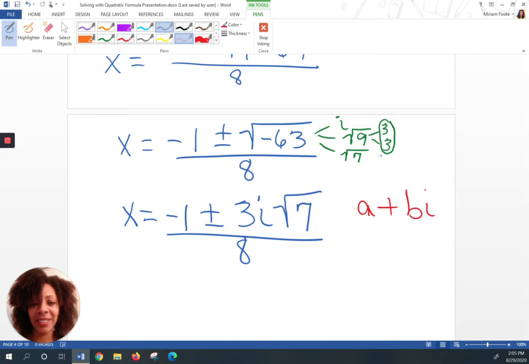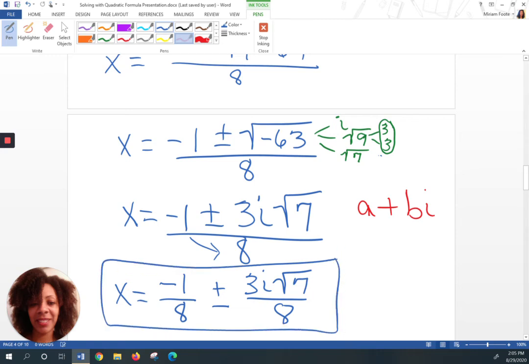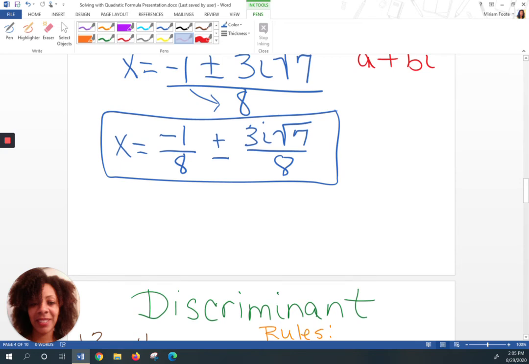I'm going to rewrite the first fraction as negative 1 over 8 plus or minus, and then I take the next part, 3i radical 7 all over 8. This is my answer. X equals negative 1 over 8 plus or minus 3i square root of 7 over 8. That is how you solve using the quadratic formula.